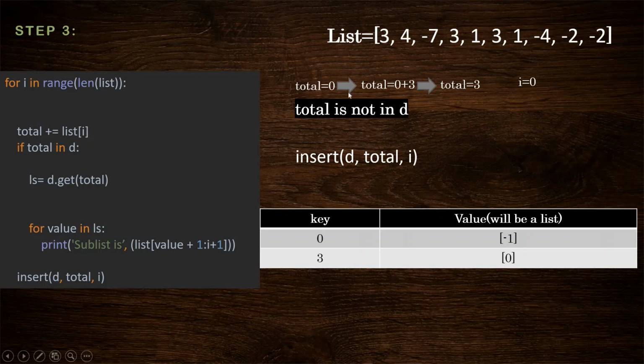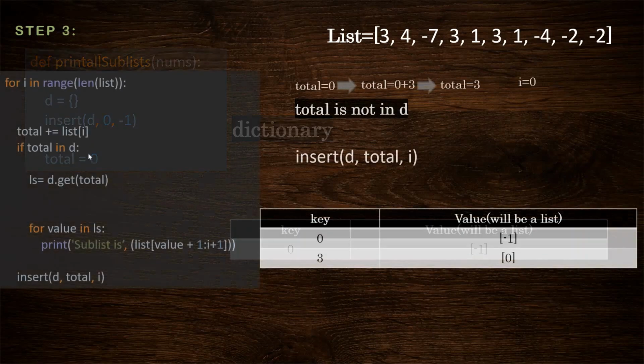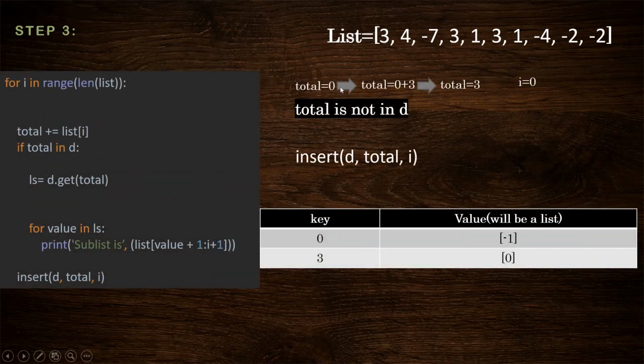So total मेरा initially 0 रहेगा. You can see over here also total is 0. So what I will do is I will simply say that total is 0. So I will add the total with the list of I, 0 plus, and list of I, initially I is 0. So I will be getting list of 0, that is 3. So 0 plus 3, I will be getting the total as 3.